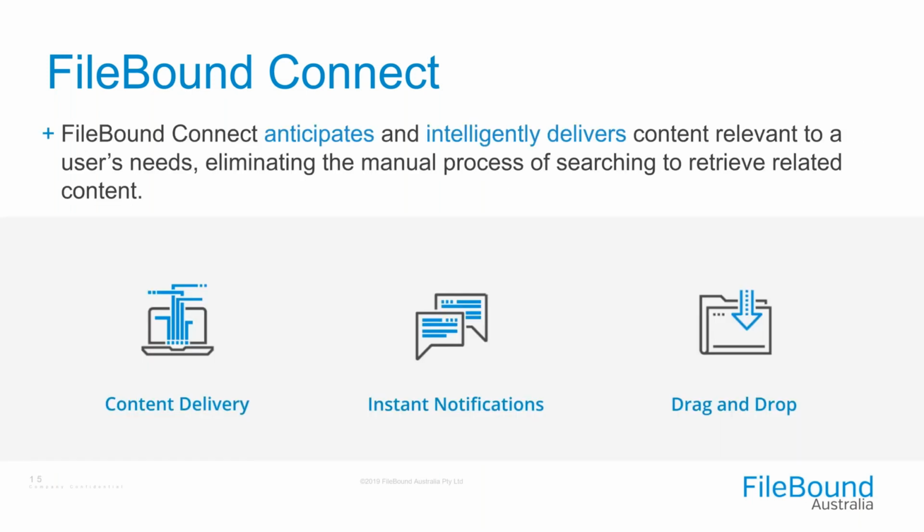So what FileBound Connect does is it anticipates and intelligently delivers content relevant to a user's needs, eliminating the manual process of searching to retrieve related content. Going back to my AP example, being in an accounts payable system or an ERP looking at an invoice and having to open up FileBound, go search for the invoice, it does that for you.